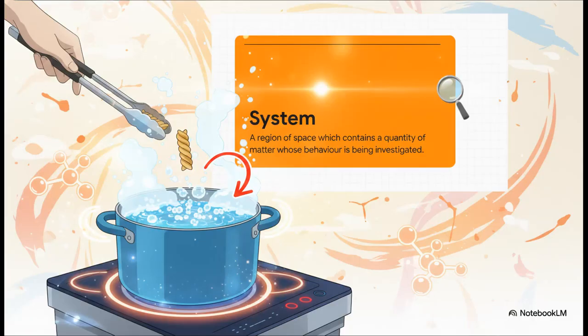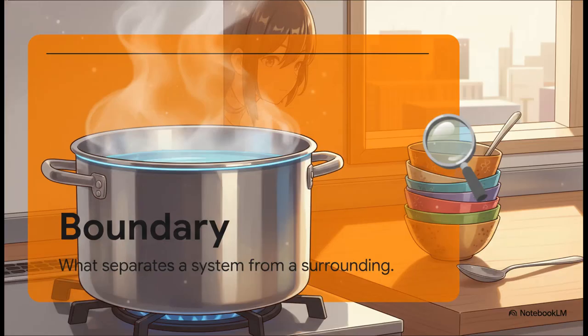So, what actually is a system? Officially, our source defines it as a region of space containing a quantity of matter whose behavior is being investigated. But let's simplify that. Imagine you're boiling water for a big, chaotic pot of pasta. The actual water inside that pot, that is our system. It's the specific stuff, the matter, we want to look at. We don't care about the chef, we don't care about the recipe, we only care about that specific quantity of water.